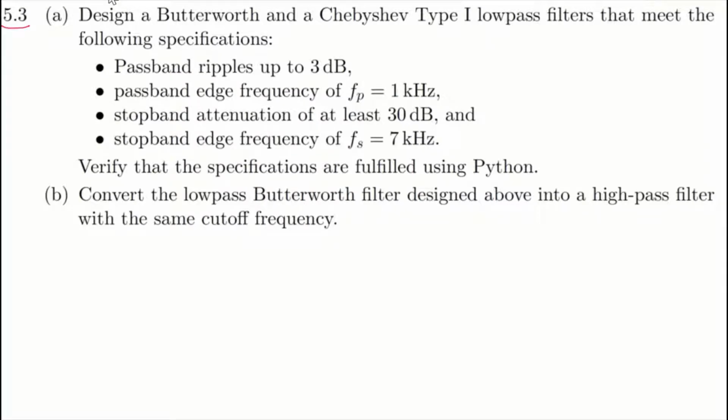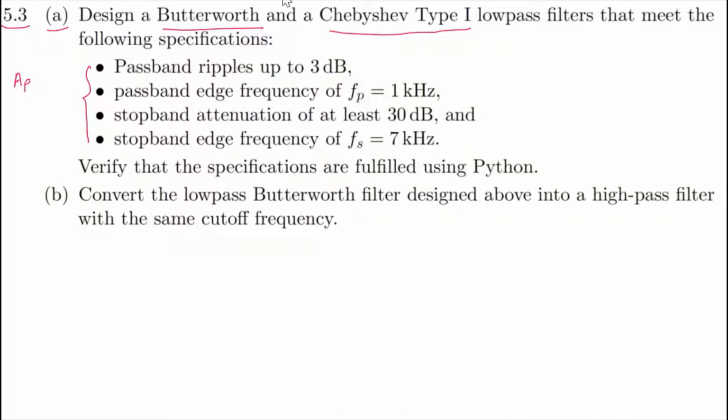Question 5.3. Let's first focus on part A. We're going to design a Butterworth low pass filter, and also a Chebyshev Type I filter that meets these specifications. And what are the specifications? The first one is the passband ripple, which should be up to 3 dB. We denote the passband ripple by AP.